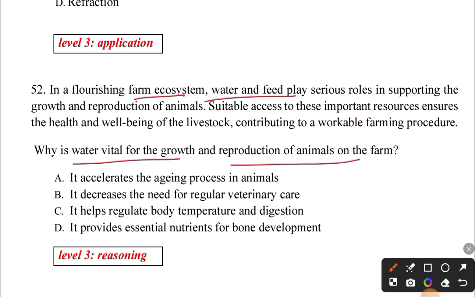A. It accelerates the aging process in animals. B. It decreases the need for regular veterinary care. C. It regulates body temperature and digestion. D. It provides essential nutrients for bone development. The answer to question 52 is regulation of body temperature and then aiding in digestion. So the answer is C.